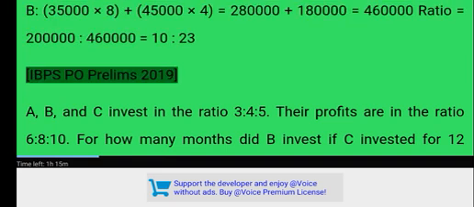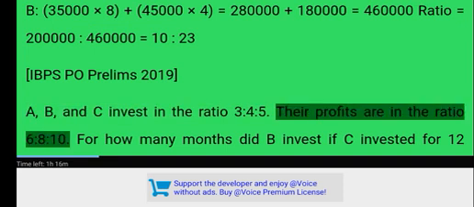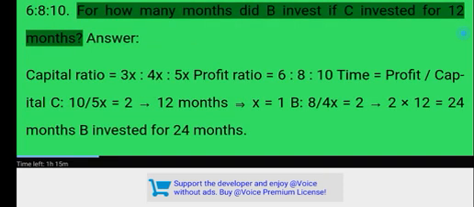IBPS PO Prelims 2019. A, B, and C invest in the ratio 3 : 4 : 5. Their profits are in the ratio 6 : 8 : 10. For how many months did B invest if C invested for 12 months? Answer.